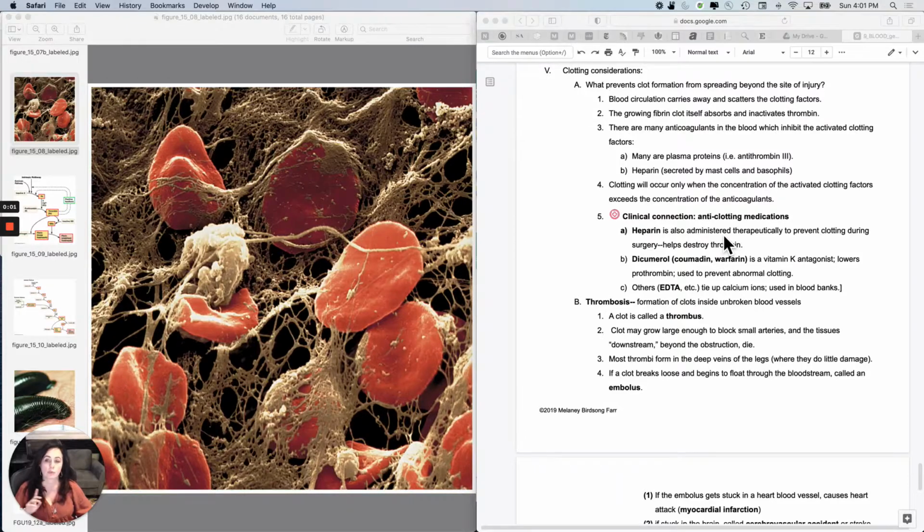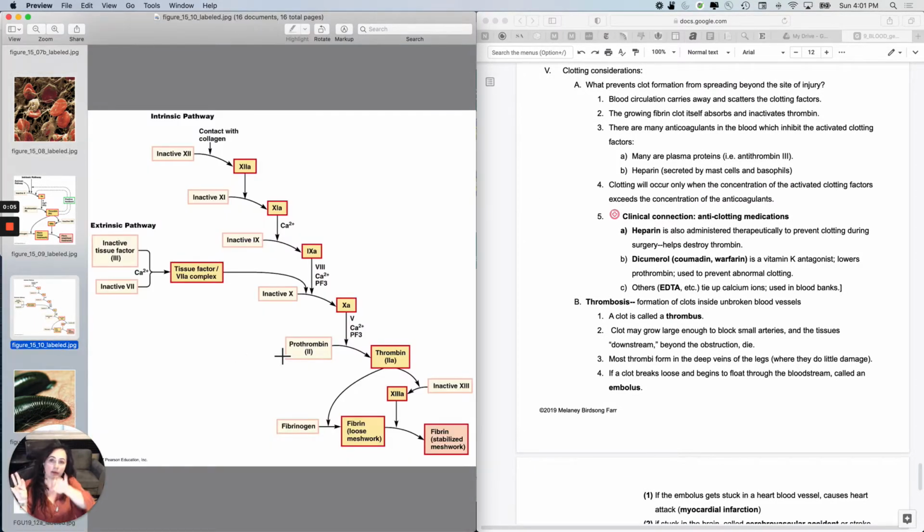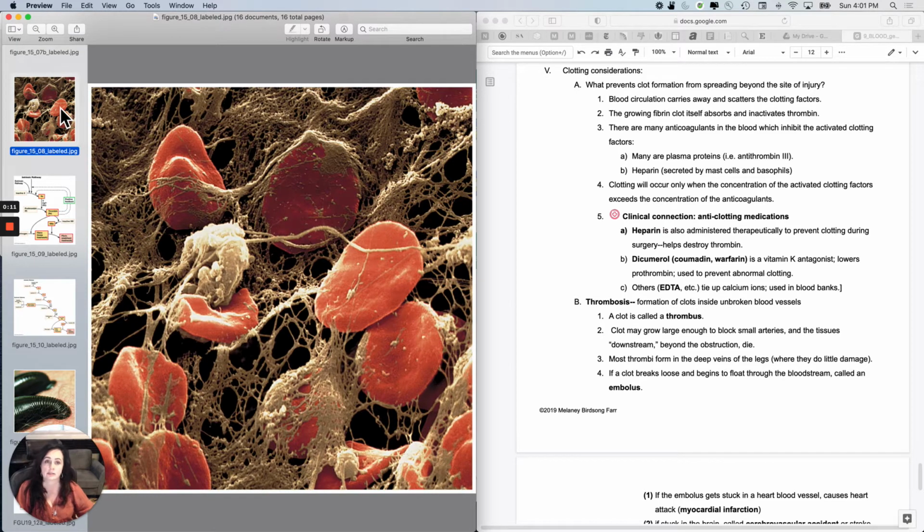Okay, so since you see that this whole clotting process is really a cascade in which one thing activates another, and it really is kind of a positive feedback loop until you form the clot. So what prevents the clot from spreading beyond the site of injury? If I started a clot in an area and it just keeps going, with this activating this and this activating this, why doesn't it fill up the whole vessel? Well, one of the things is that the circulation is constantly carrying away the clotting factors.